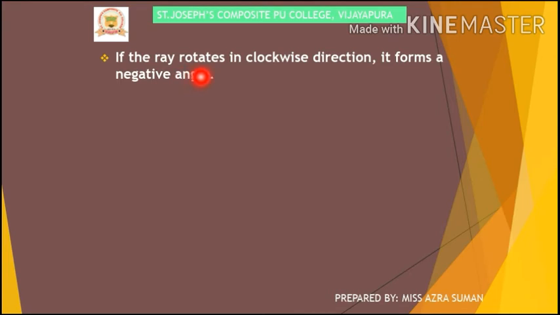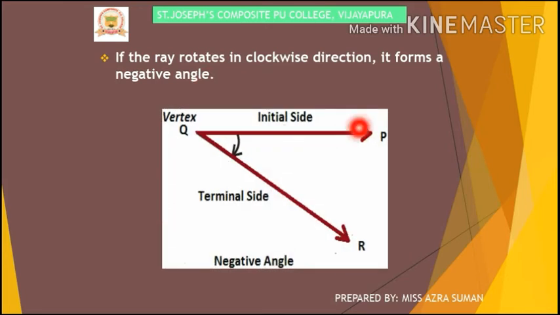If a ray rotates in a clockwise direction, it forms a negative angle. See, this QP is the initial side and QR is the terminal side, and this point Q is the vertex. The direction of the rotation is clockwise, so the angle measure is negative.